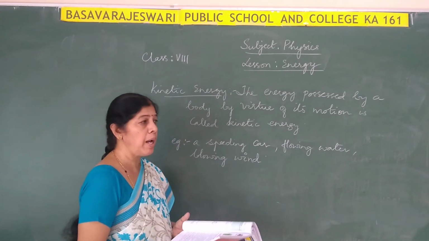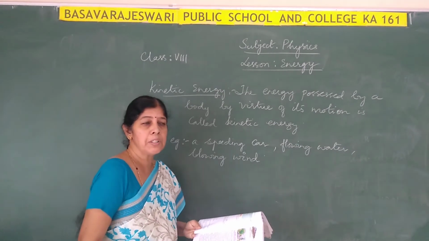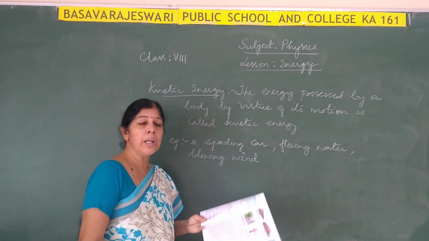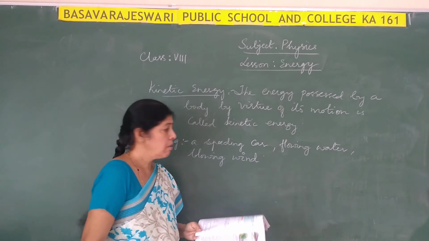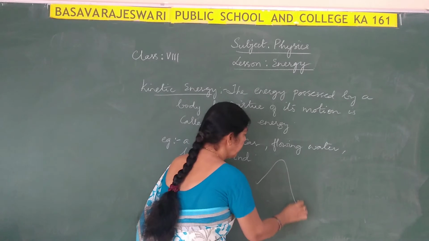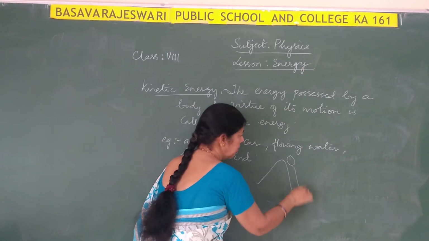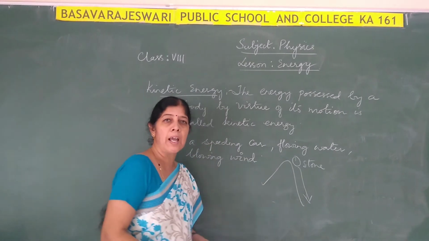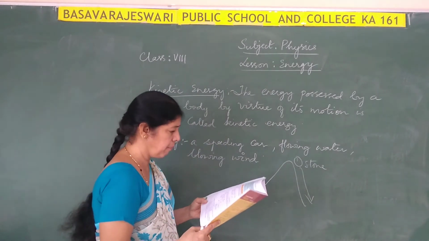See, a shooting arrow has kinetic energy. An arrow which is shot will also have kinetic energy. A stone rolling down a hill. So, the hill is there and the stone is rolling down. Then what type of energy will the stone possess? It will possess kinetic energy. Okay.